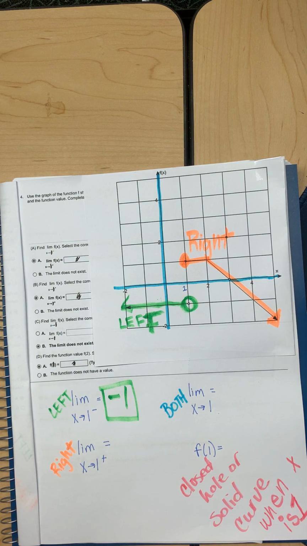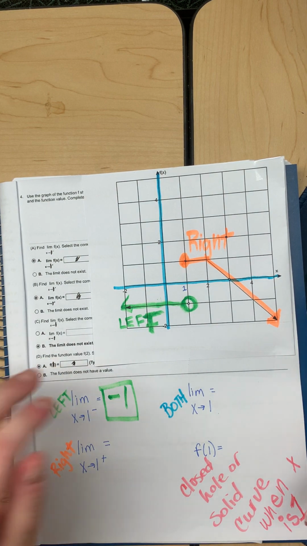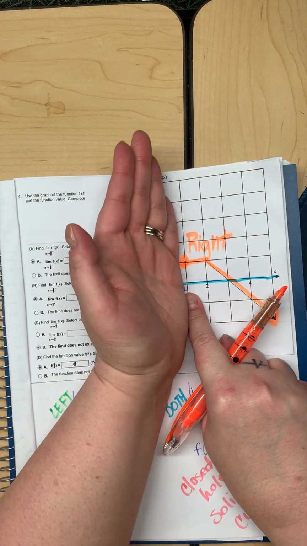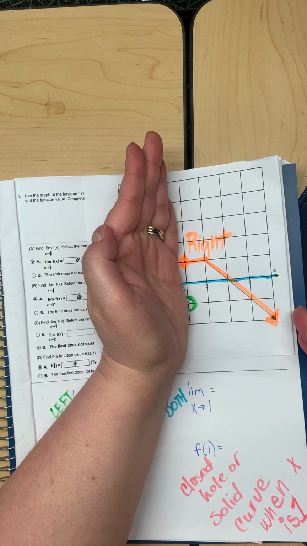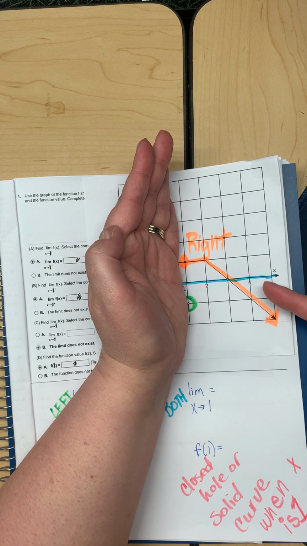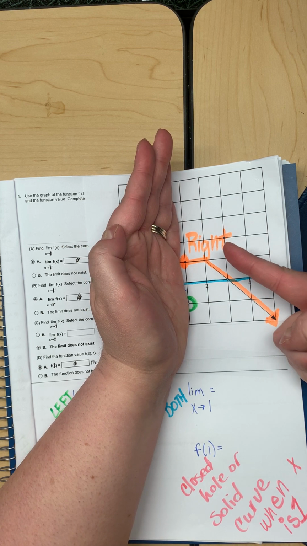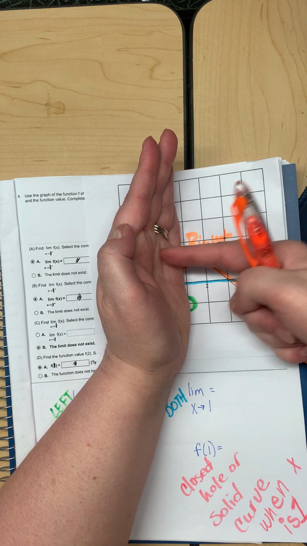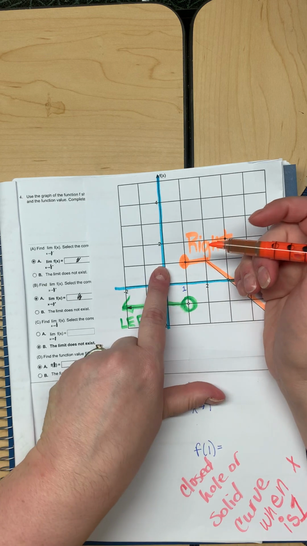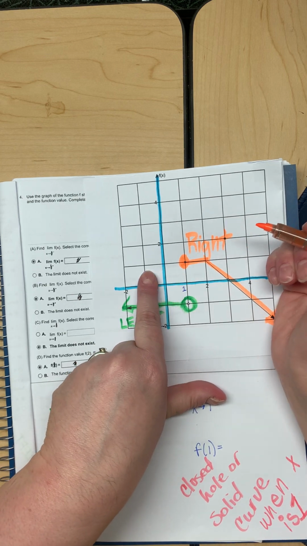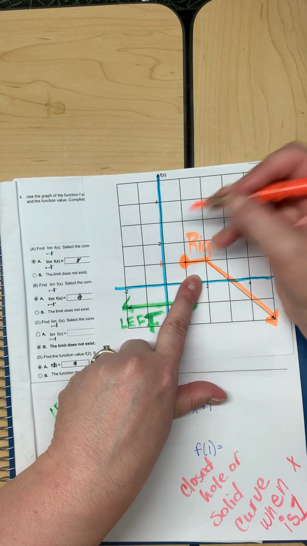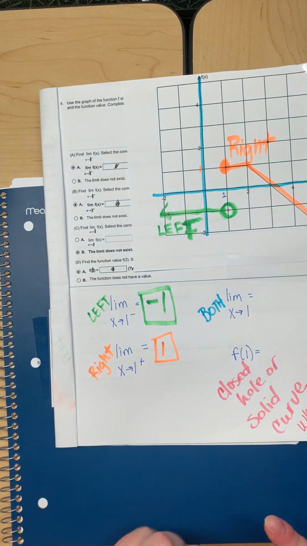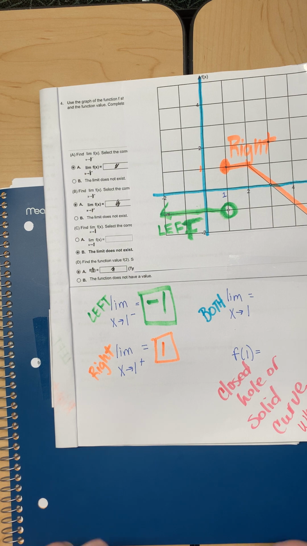Okay, now let's look as x approaches 1 from the right. So let me find when x is 1. Cover up everything on the left and follow in from the right. So as I approach x is 1 from the right, it's saying, what is my y value? It's whatever this y value is, which I think is 1. So the limit from the left is -1, from the right is 1.